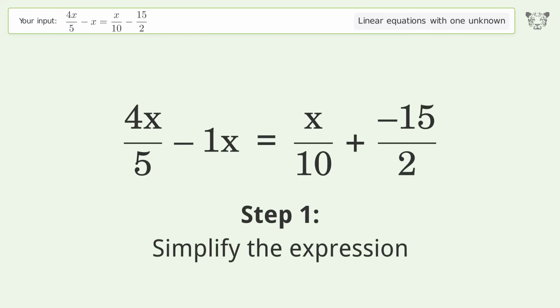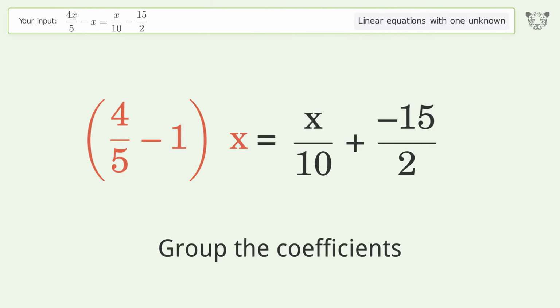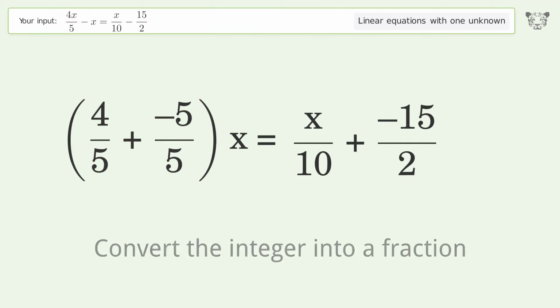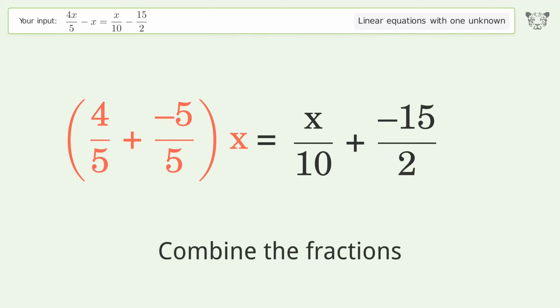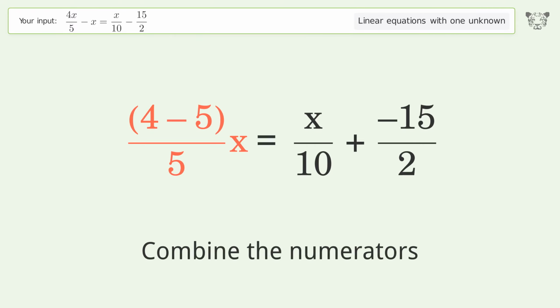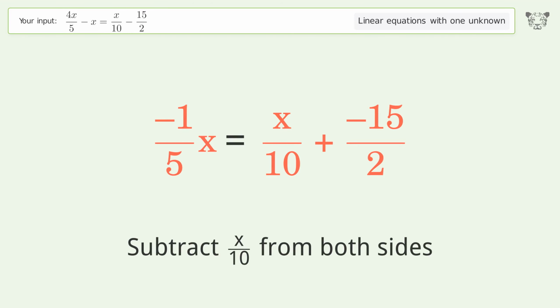Simplify the expression. Group the coefficients. Convert the integer into a fraction. Combine the fractions. Combine the numerators. Group all x terms on the left side of the equation. Subtract 10 over 10 from both sides.